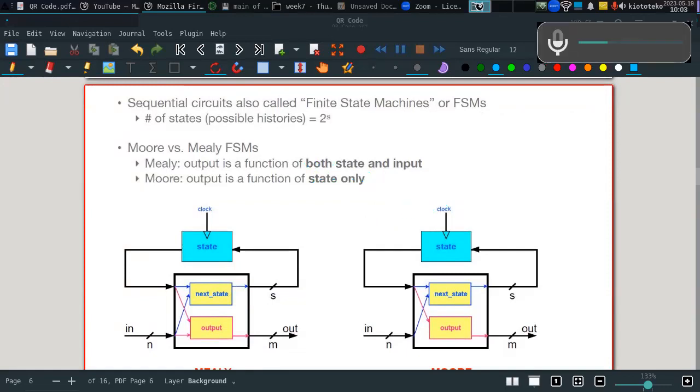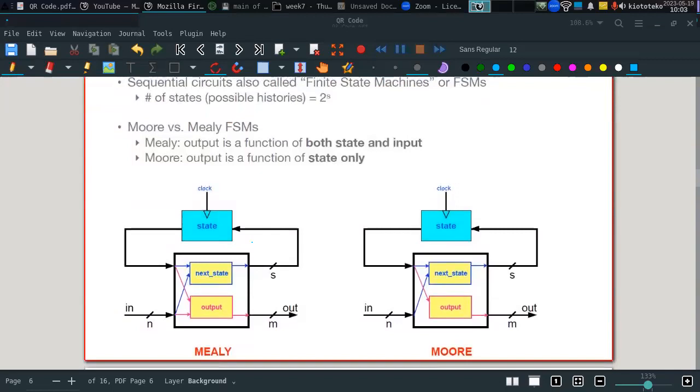And there are two types of finite state machines. The Mealy ones, where the output depends on the current state and the input. And the Moore ones, where the output depends only on the current state.